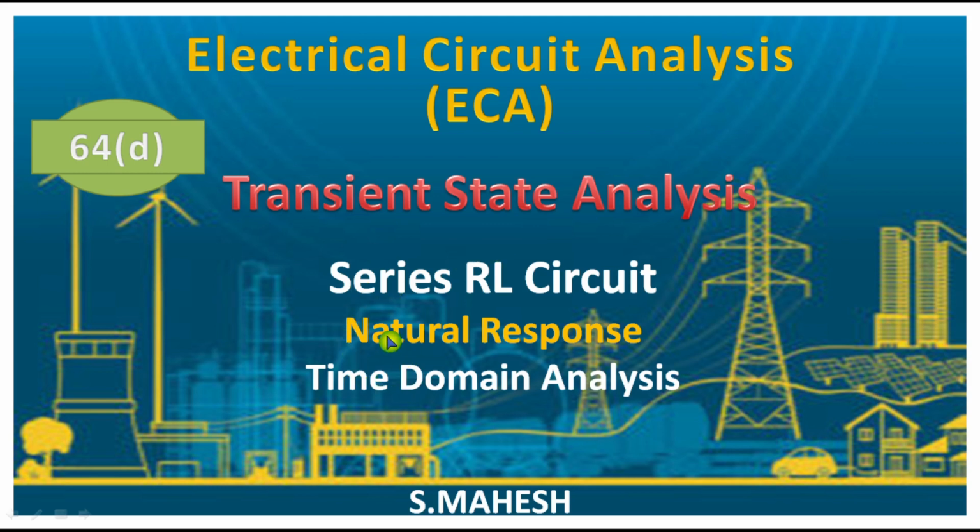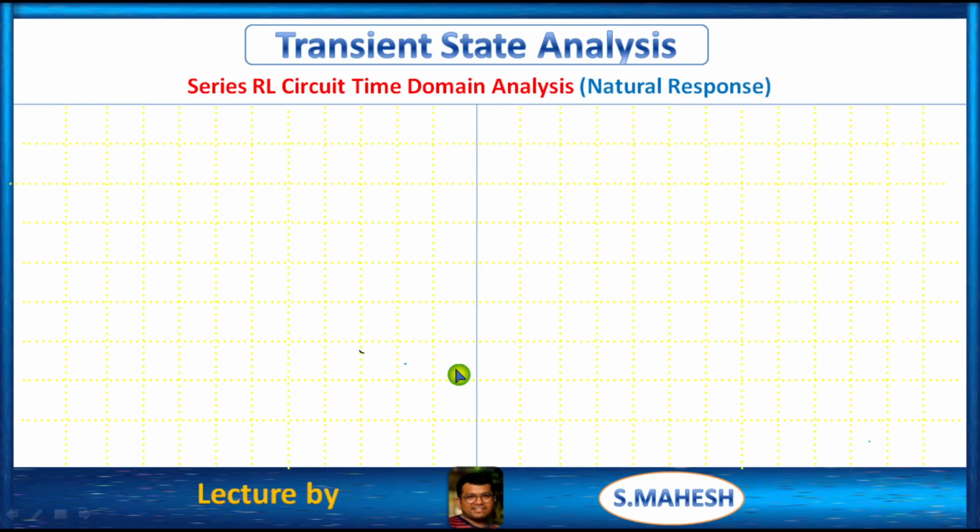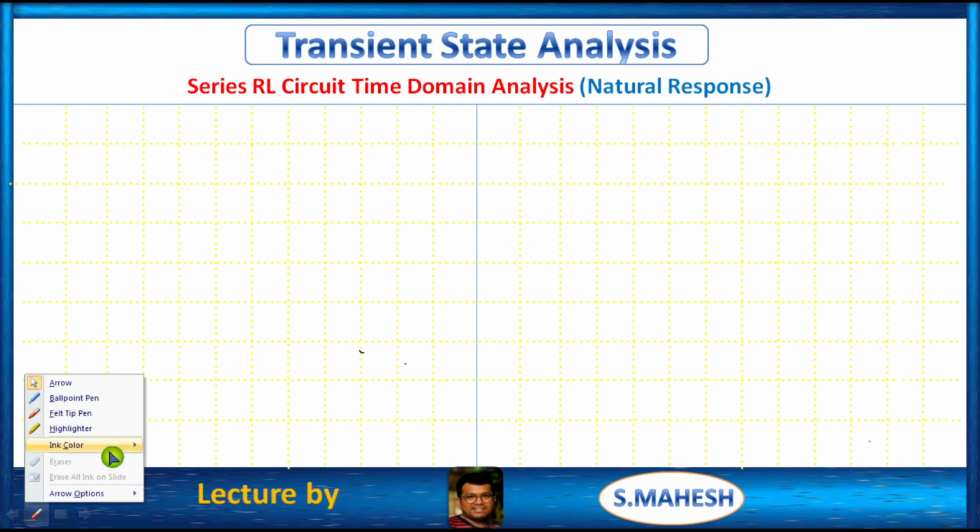Hello everyone. Now we have to discuss the transient state analysis of series RL circuit. In that we have to discuss natural response. Last class we discussed the series RL circuit with forced response. The difference between natural response and forced response is, in case of forced response we are providing supply voltage. In case of natural response we don't have any supply voltage, meaning source free circuits. Okay, so first I would like to recall the last class.